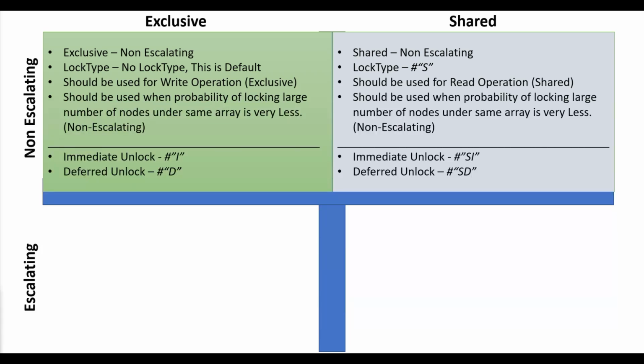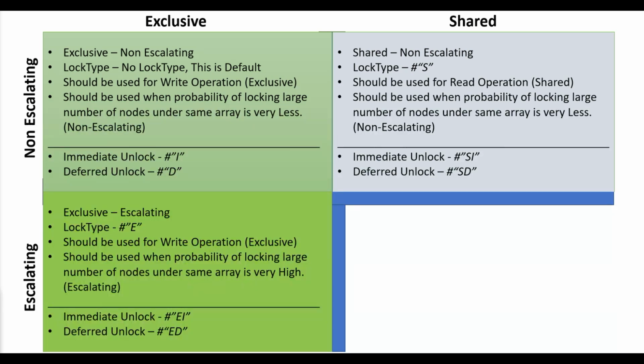Second pair is shared non-escalating. We need to specify lock type hash S while locking or unlocking. Since this is shared, it should be used only where you are performing a read operation, that is only viewing data. We will be discussing this in detail in upcoming slides. Since this is non-escalating, it should be used only where the probability of locking a large number of nodes under the same array is very low.